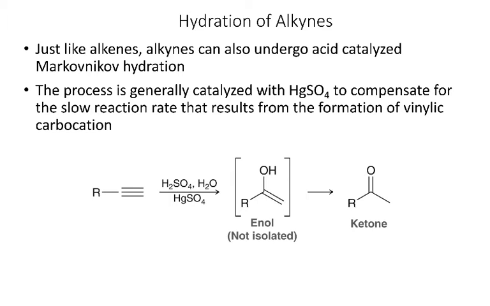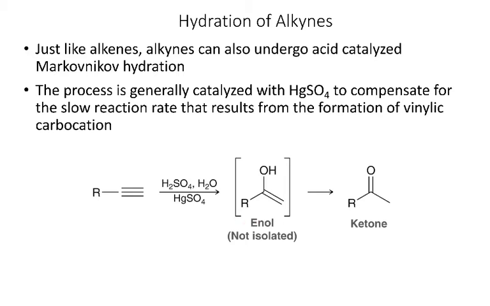In the reaction, so we start with our alkyne. We have sulfuric acid, which is the acid catalyst, and then we also have a mercury sulfate catalyst. And so we add the OH to the more substituted carbon from the alkyne, but as we're going to talk about, the OH is actually an intermediate in this process, what's called the enol, right?